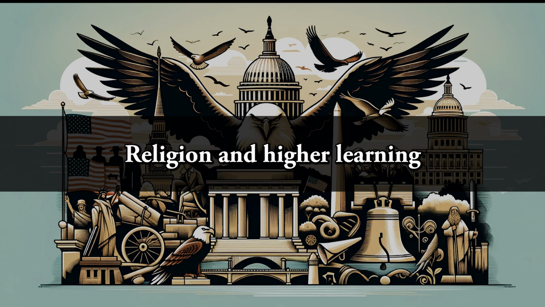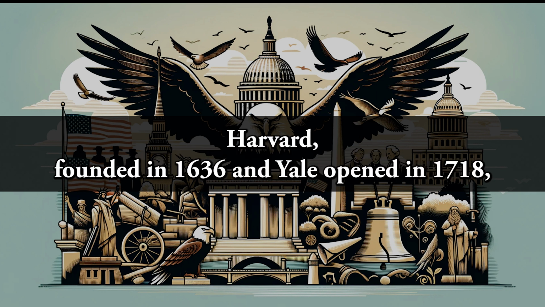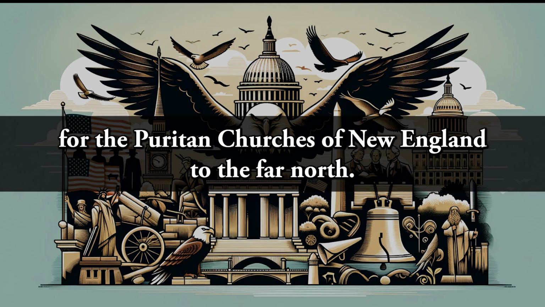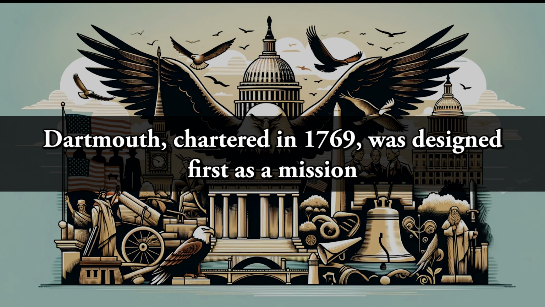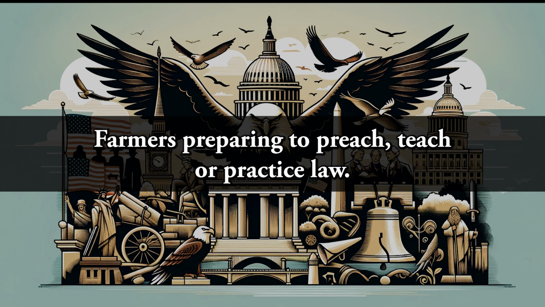Religion and higher learning. Religious motives entered into the establishment of colleges as well as local schools. Harvard, founded in 1636, and Yale, opened in 1718, were intended primarily to train learned and godly ministers for the Puritan churches of New England. To the far north, Dartmouth, chartered in 1769, was designed first as a mission to the Indians, and then as a college for the sons of New England farmers preparing to preach, teach, or practice law.